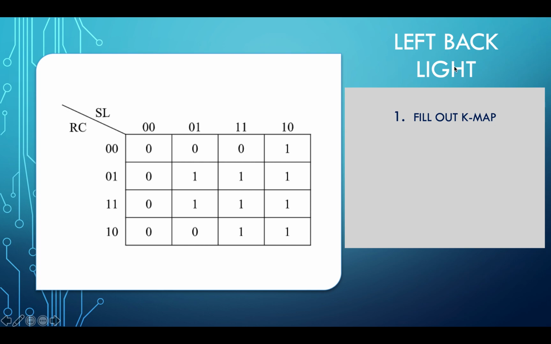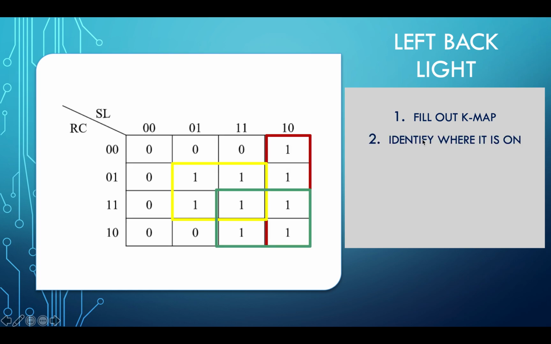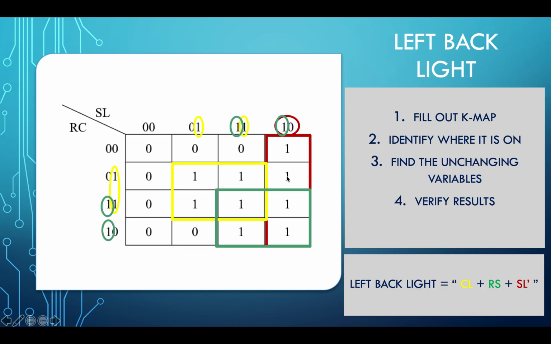Now, let's do the same with the left back light. The first step is to fill out the K-map and then identify where it's on. In this case, we have 3 groups: the yellow, the green, and the red. Now, the third step is finding the unchanging variables. In the first group, the yellow, we notice that it's on when the left light is on and also when the clock is on.